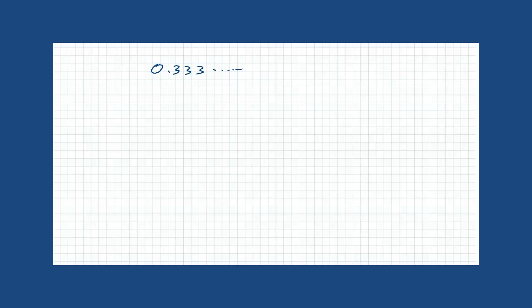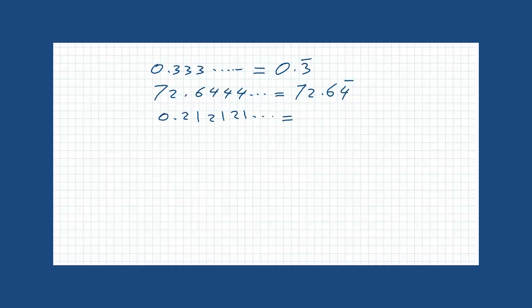Some decimals are called repeating decimals, such as this one, and we can write it like this. Just put a dash over the number which is repeating. The same with this number here. We can write it 72.6 4, since the number 4 is repeating, so I'll put a dash over it. Also, we can write this number as 0.21 with a dash over it.